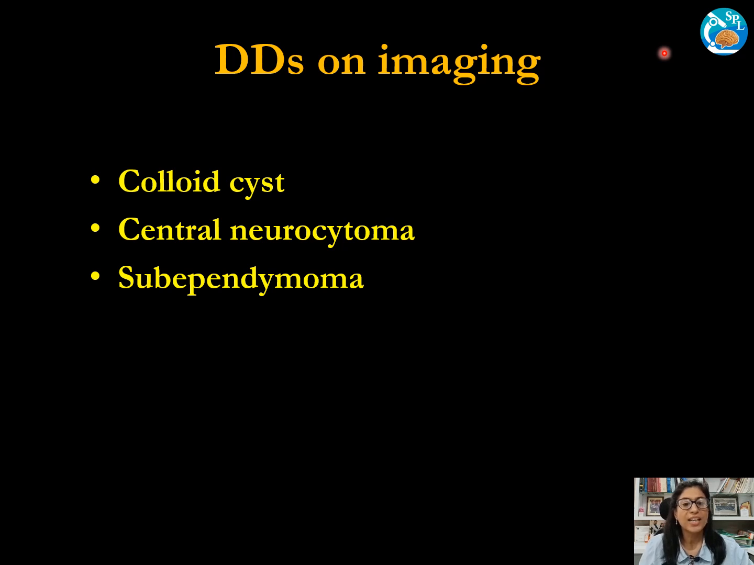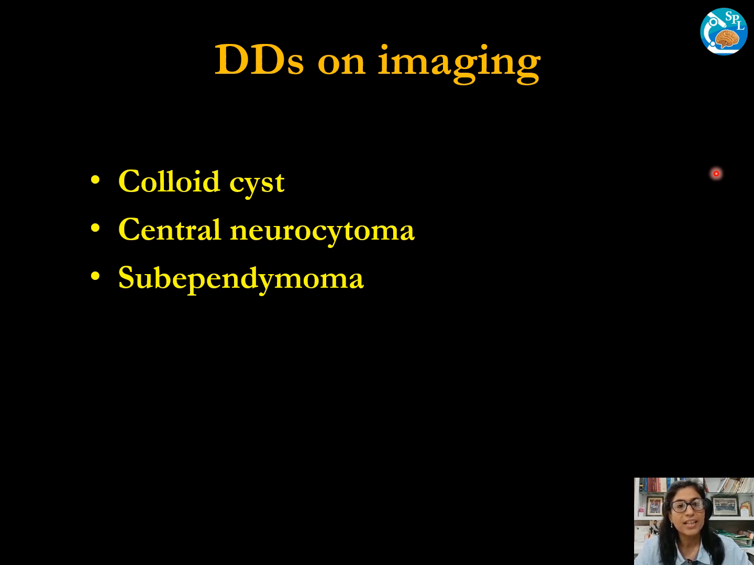Coming to differential diagnosis on imaging: colloid cyst, central neurocytoma, and subependymoma. Now, colloid cysts occur in the third to fourth decade, and these are classically well delineated hyperattenuated masses on unenhanced CT attached to the anterosuperior portion of the third ventricle. On MRI, they are usually hyperintense on T1 and isointense to brain on T2.